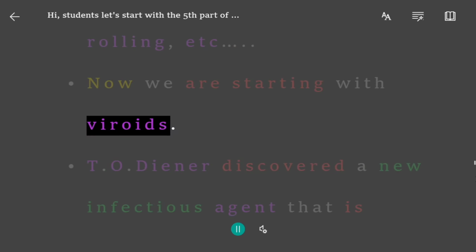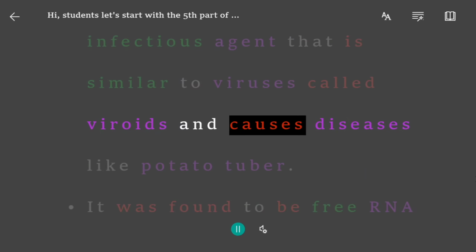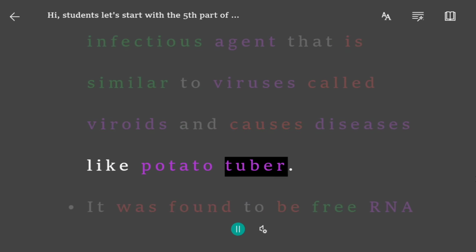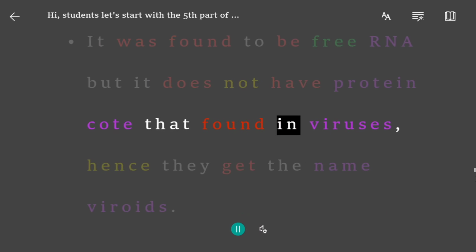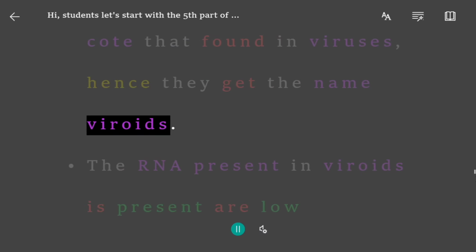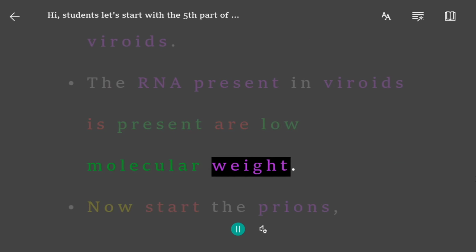Now we're starting with viroids. T.O. Diener discovered a new infectious agent that is similar to viruses, called viroids, which causes diseases like potato spindle tuber. It was found to be free RNA, but it does not have the protein coat found in viruses, hence they get the name viroids. The RNA present in viroids is of low molecular weight.